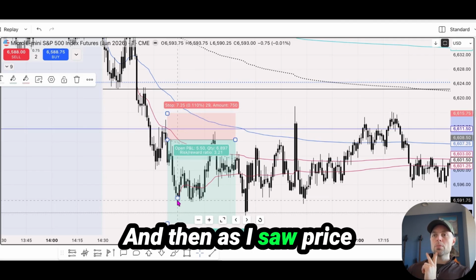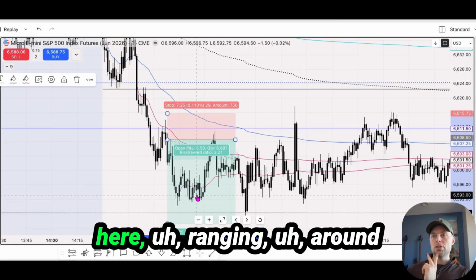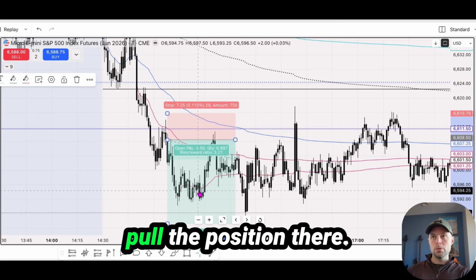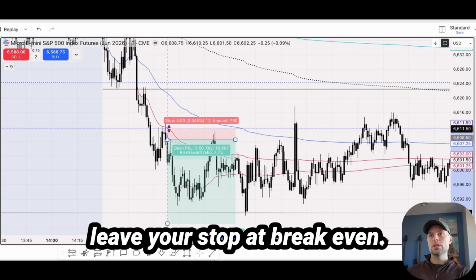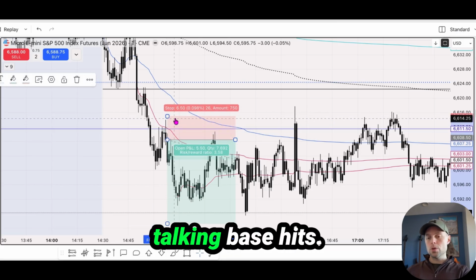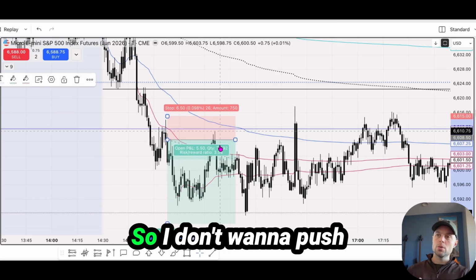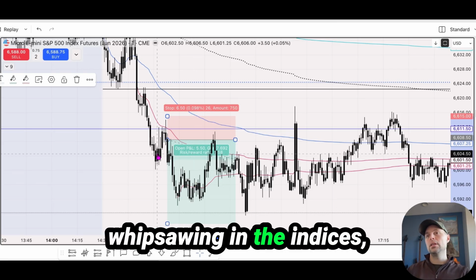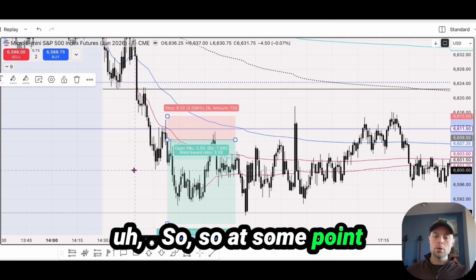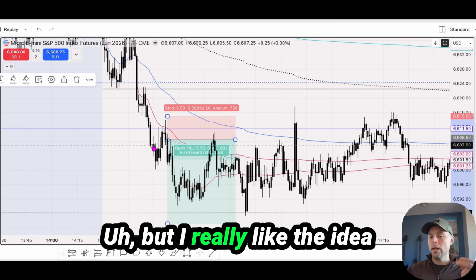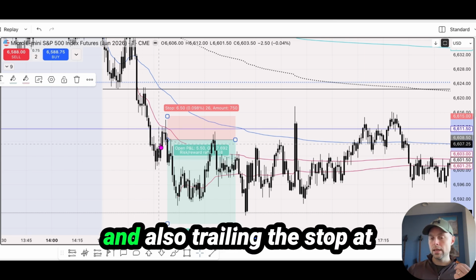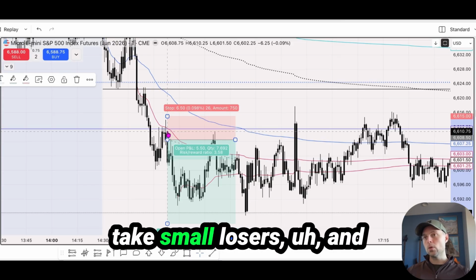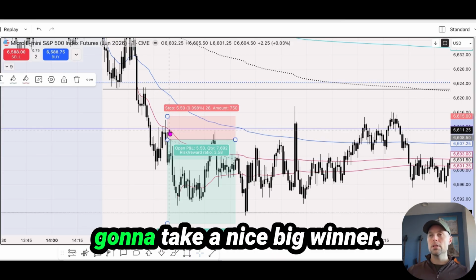And then as I saw price start to range here, ranging around the low of day VWAP, I would probably pull the position there. One thing you could also do is leave your stop at break even, but we're talking base hits. We're talking futures prop trading. So I don't want to push things too much, because we know there's a lot of whipsawing in the indices. At some point you also want to take profits. But I really like the idea of cutting losers quickly and also trailing the stop at least to some point, because then you're always going to take small losers, and sometimes you're going to take a nice big winner.